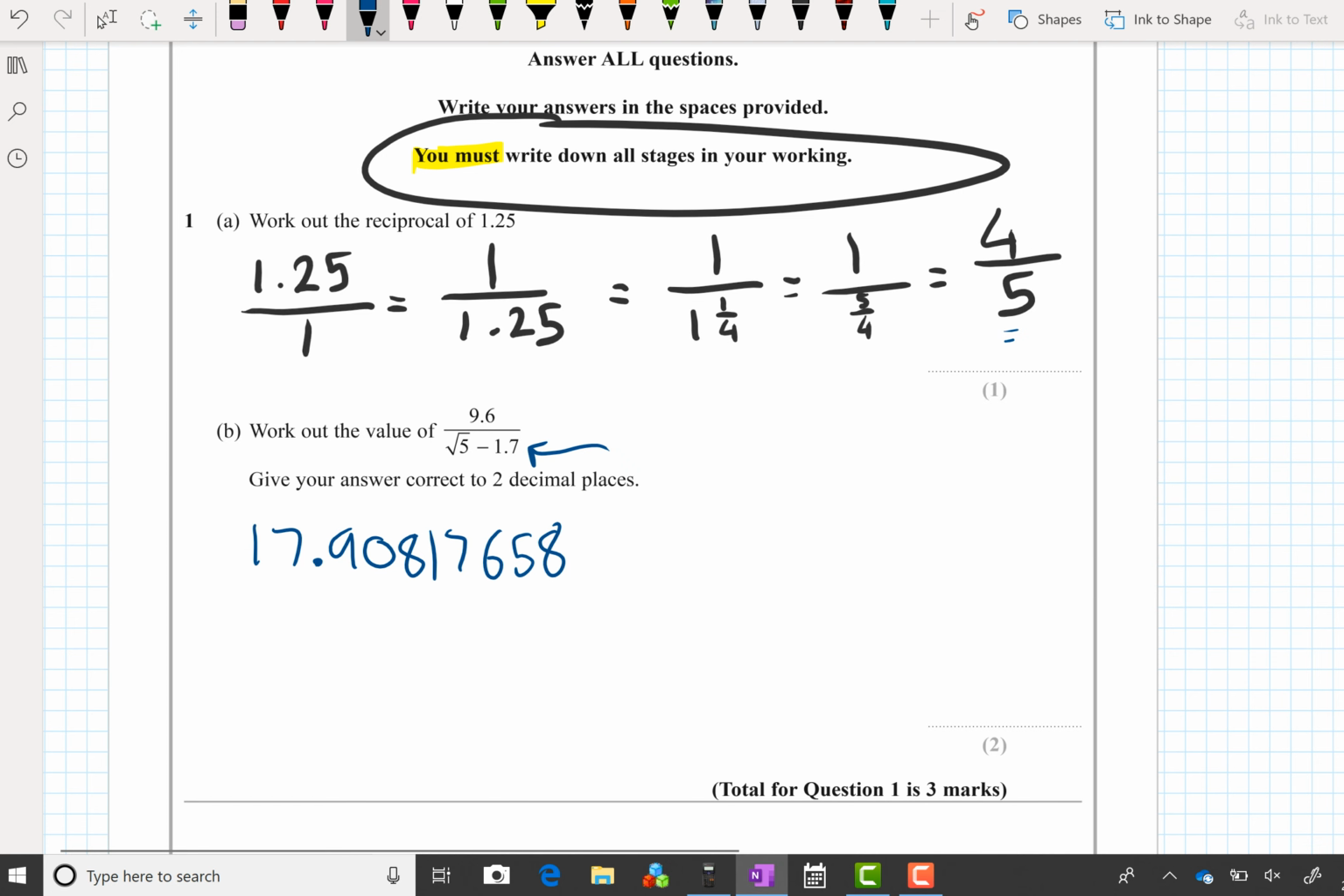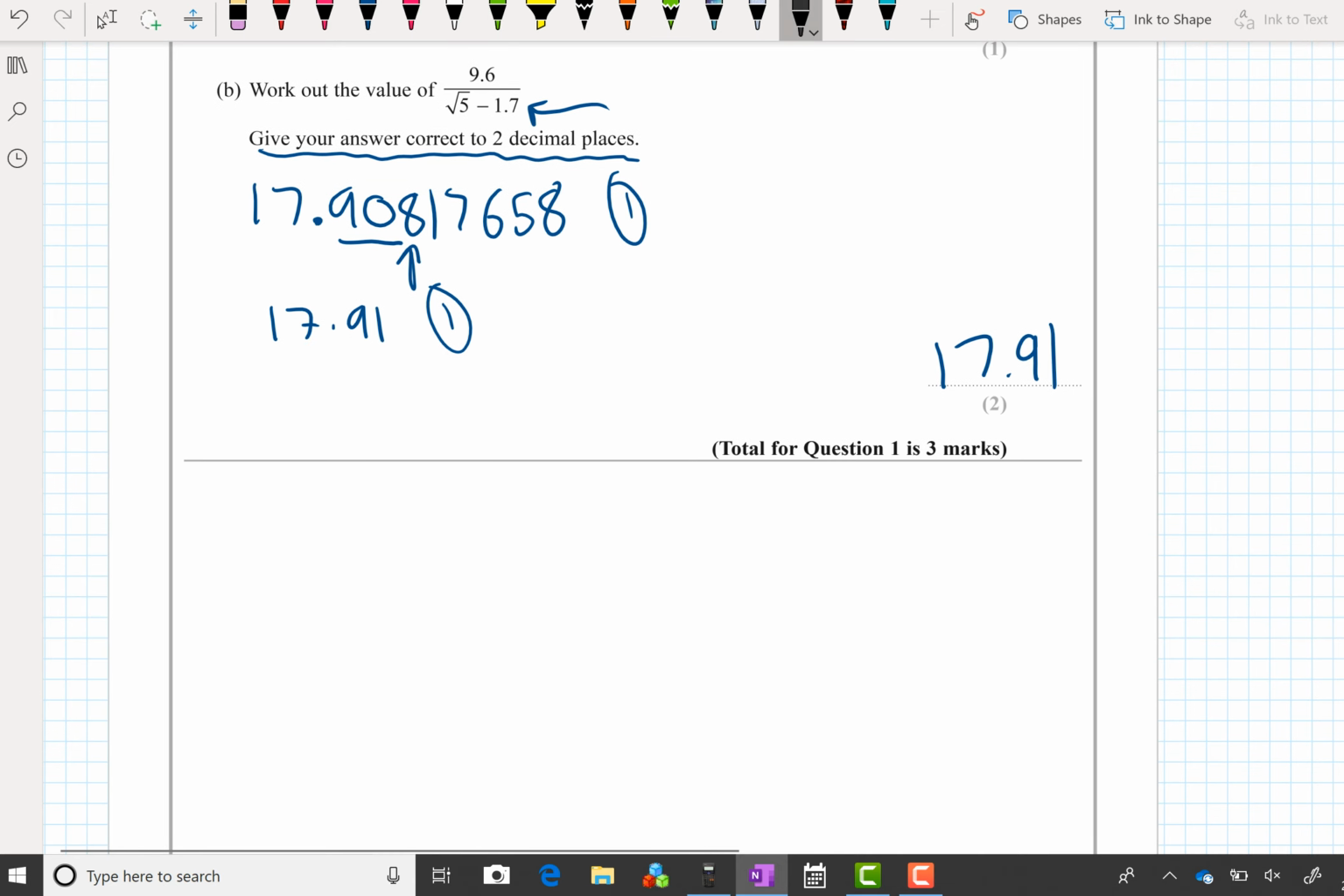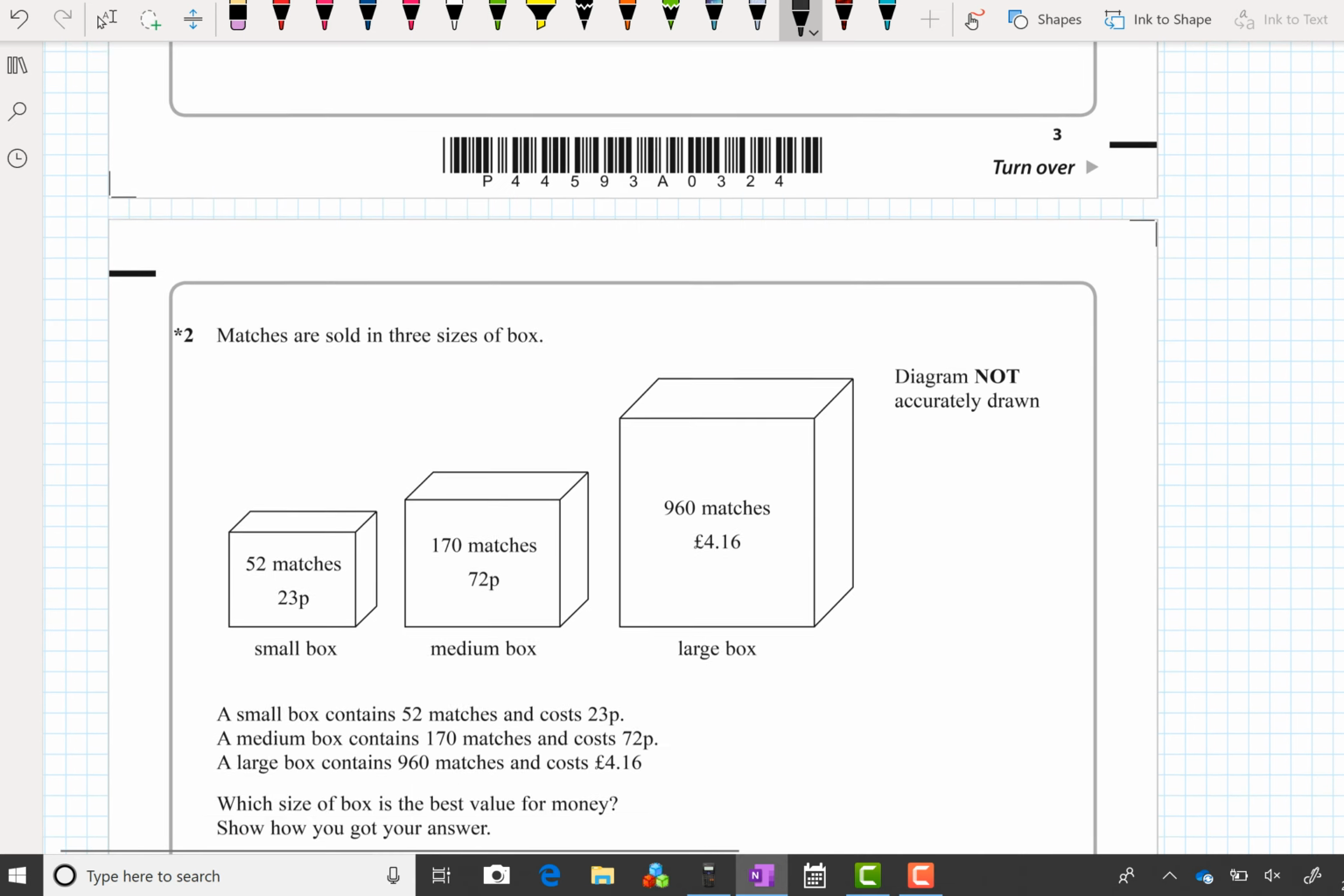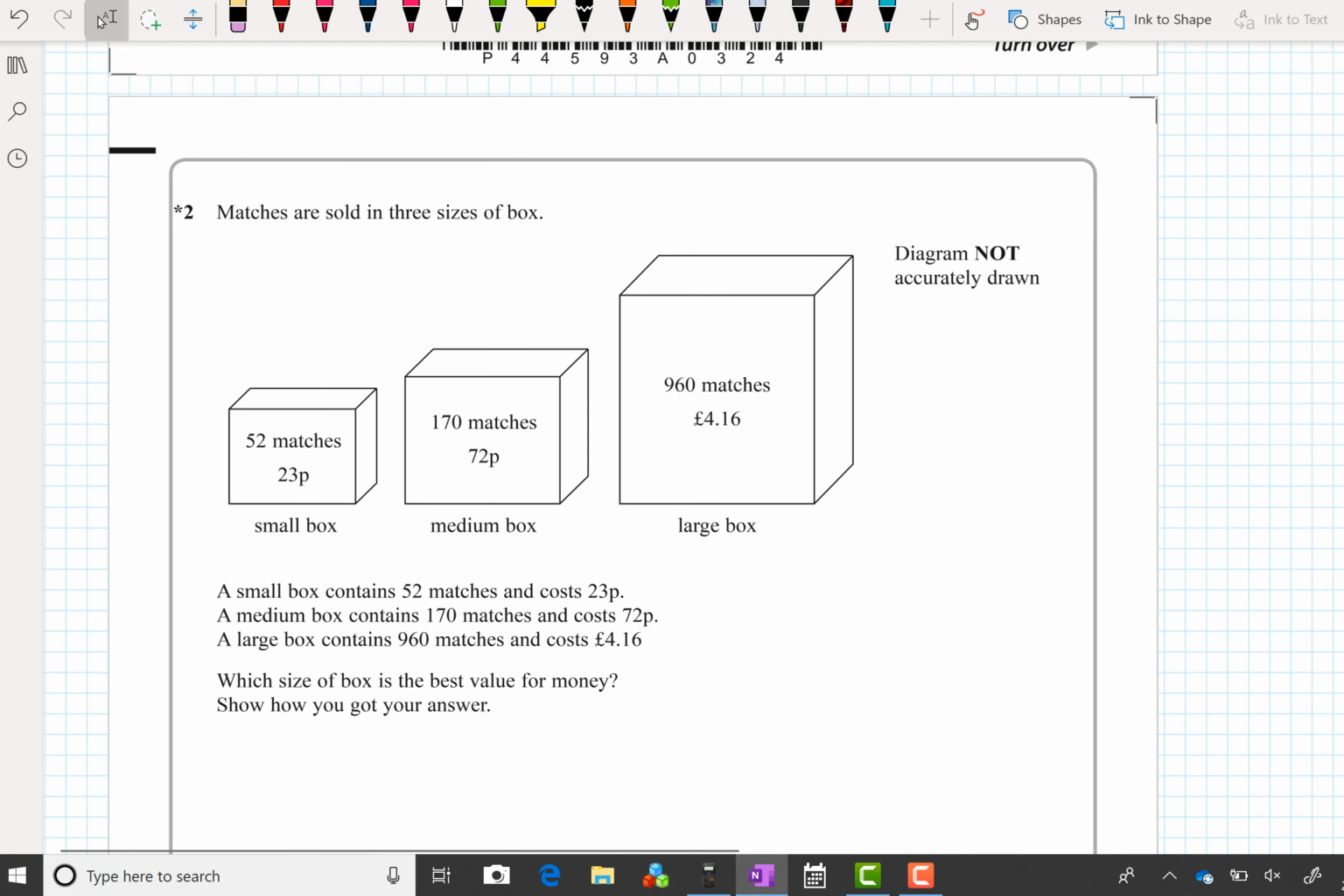1 mark for writing out the correct answer, so the unrounded version. And I will then get my second mark because it says give your answer correct to 2 decimal places. There's 2 decimal places. Look to the right. The 8 will round up the 0. 17.91. That's my rounded answer. So essentially 1 mark there and 1 mark there. 2 in total. So it's looking good. 3 marks so far. Going back to the black pen. No idea why I changed to the blue. Matches are sold in 3 sizes of the box.